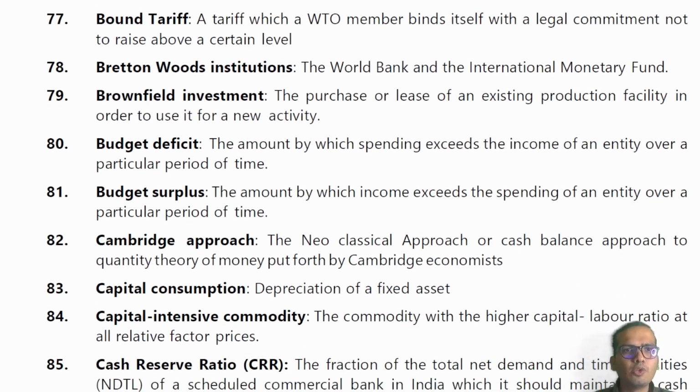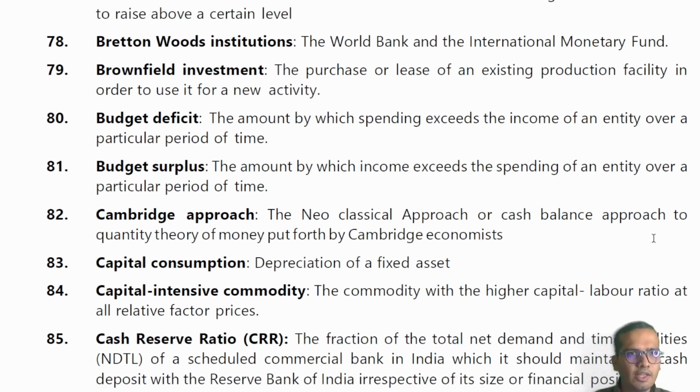Then comes bound tariff. So it's a tariff which a WTO member binds itself with a legal commitment not to raise above a certain level. Then comes Bretton Woods institutions. So they are the World Bank and the IMF, that is International Monetary Fund. Then brownfield investments. So the purchase or lease of an existing production facility in order to use it for a new activity. Then comes number 80, budget deficit.